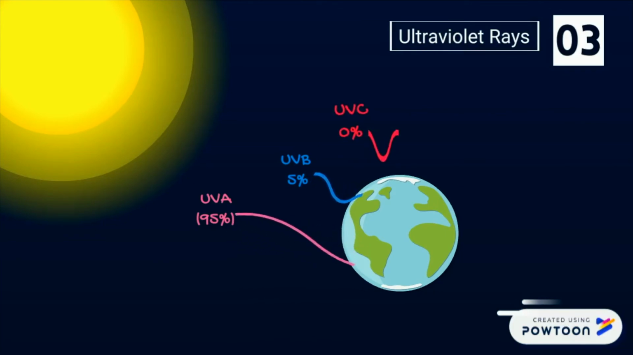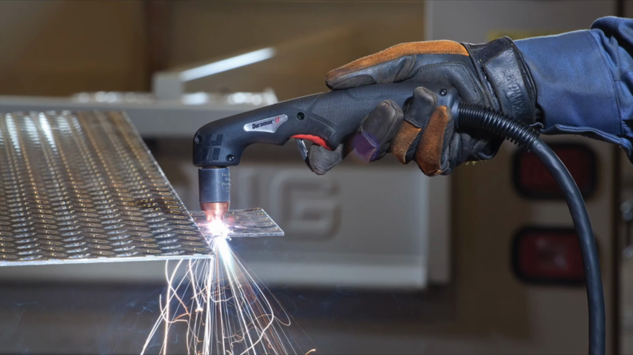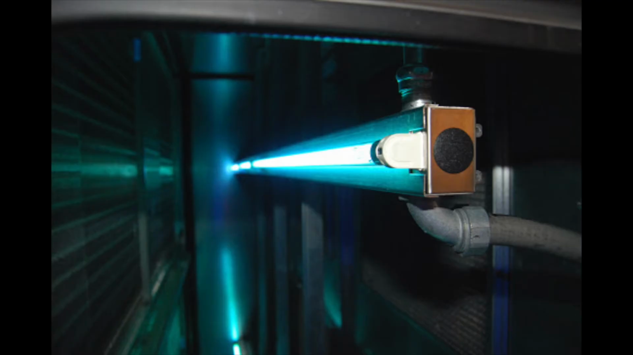UVC rays are the third and most dangerous of the sun's UV rays, but are absorbed by our ozone and never reach us. UVC rays are, however, emitted by some man-made industrial equipment such as plasma torches and germicidal lamps.